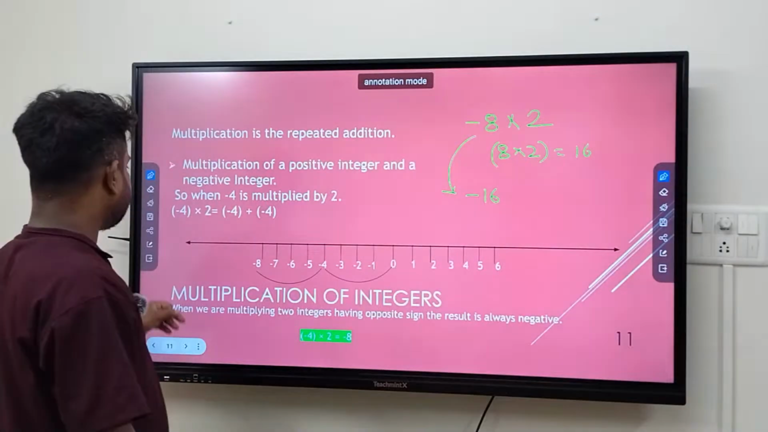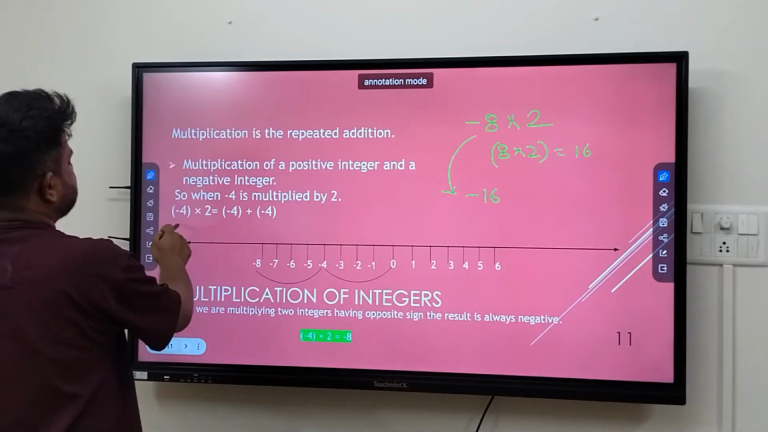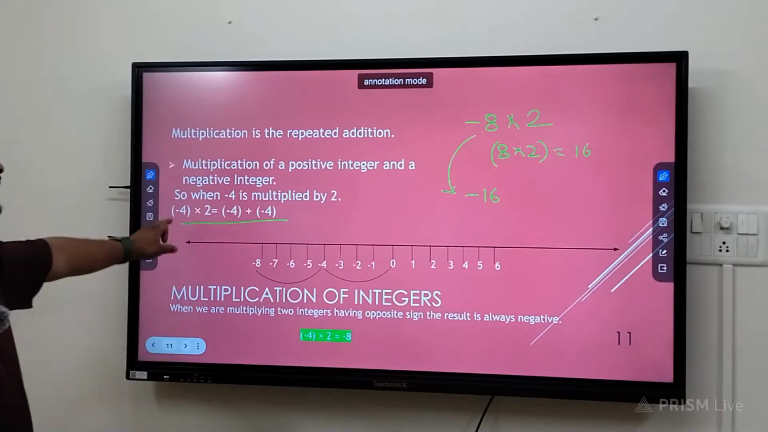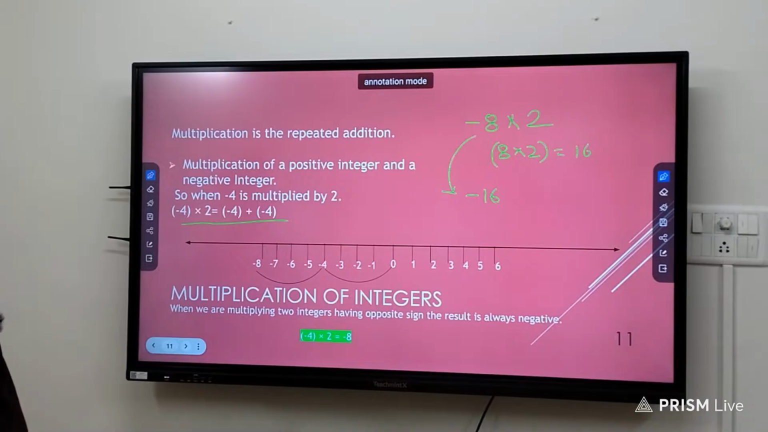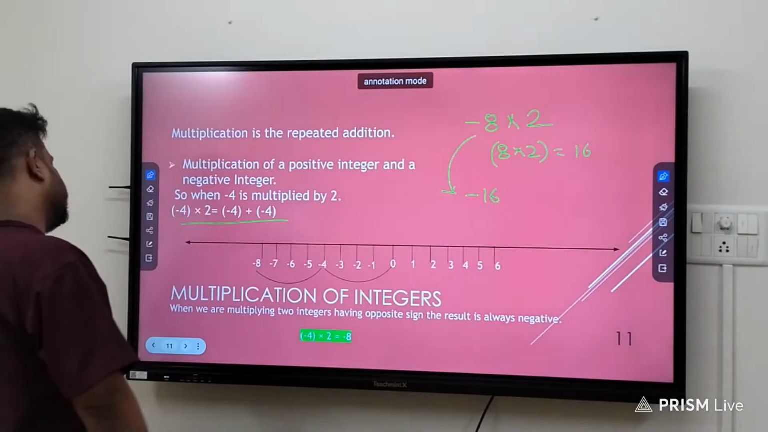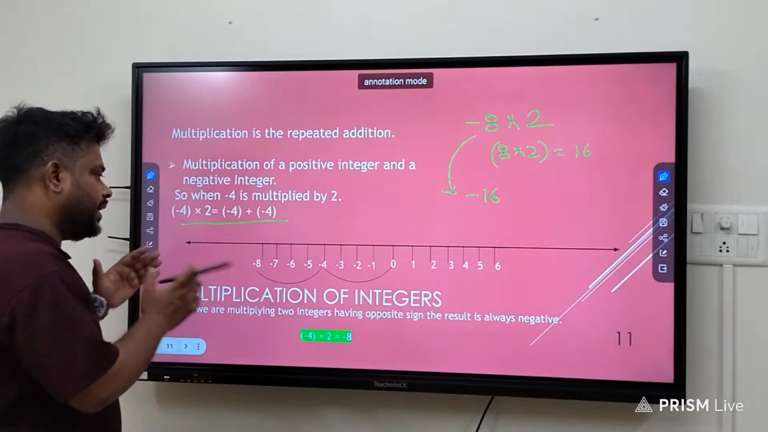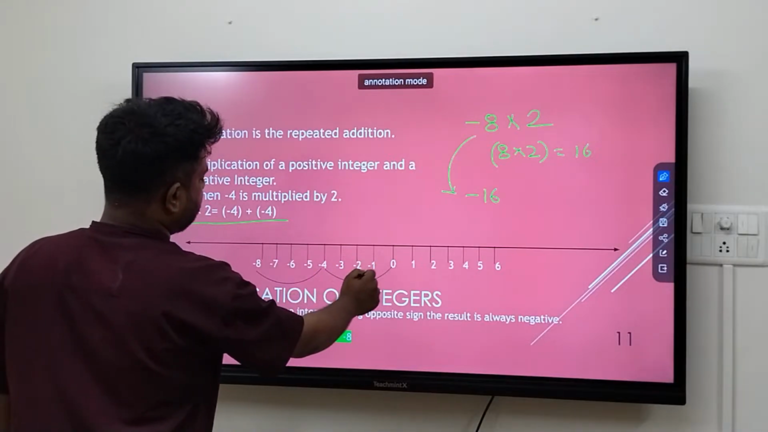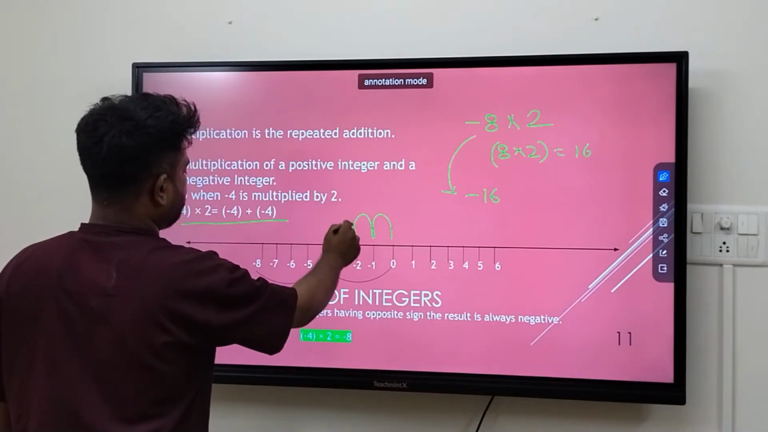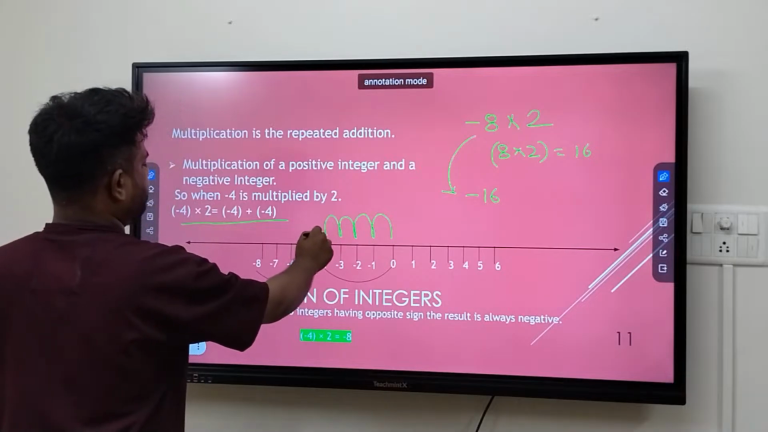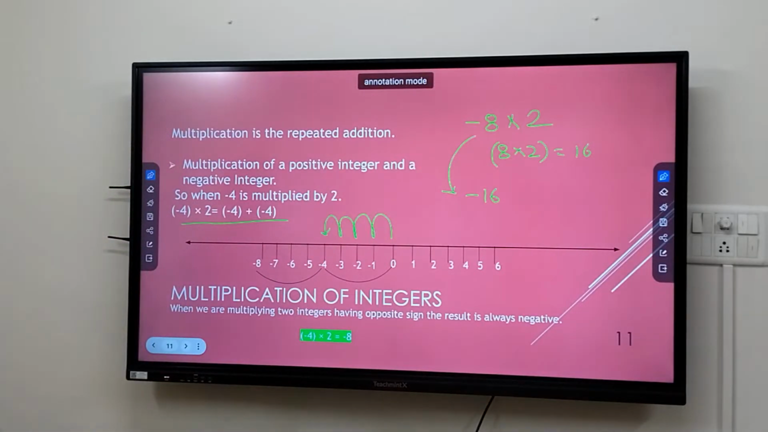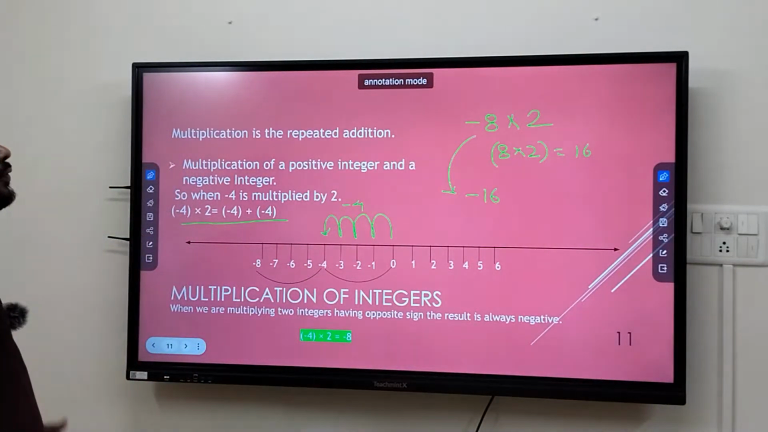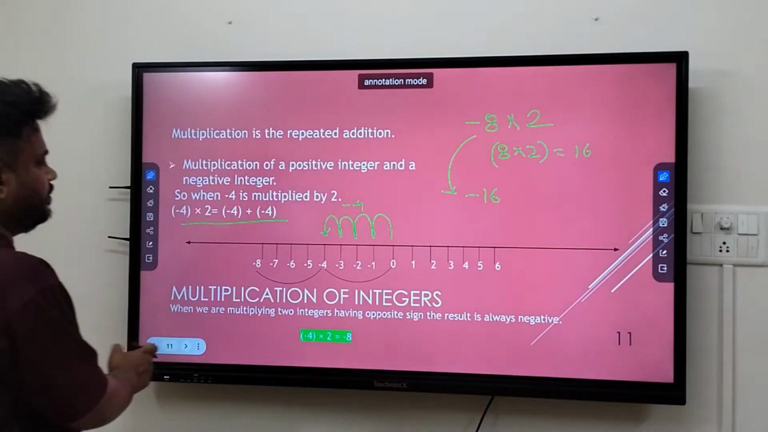Okay, so here they have also done the same for minus 4 multiplied by 2. So it becomes minus 4 plus minus 4 and the answer will be minus 8. If we try to understand it better with the number line, first I have to go 4 steps from here to here. It will be minus 4, then we have to go 4 more steps in the negative side of the number line.